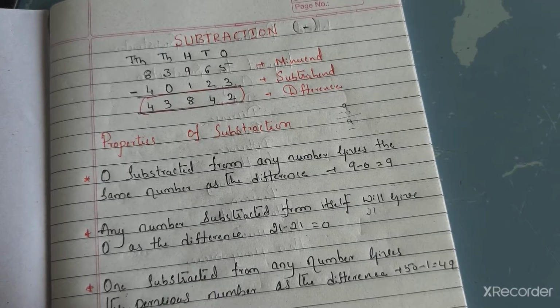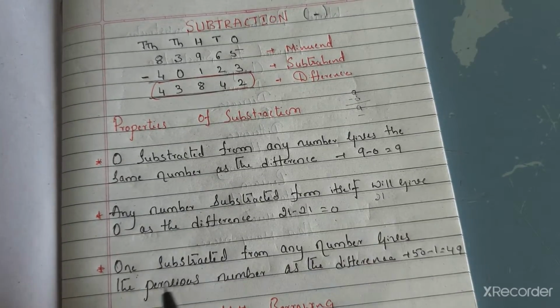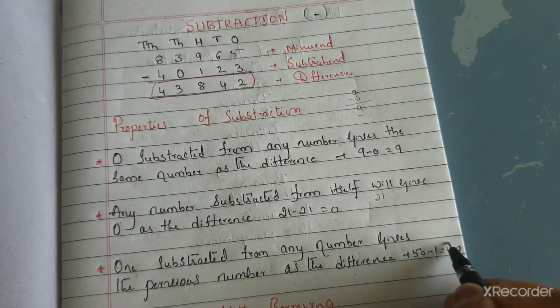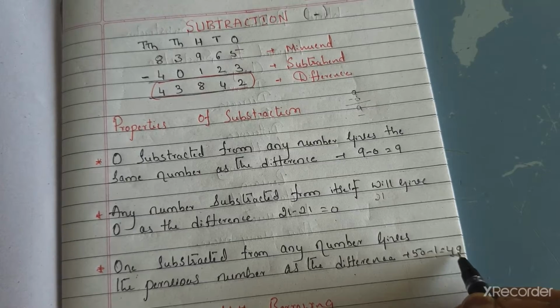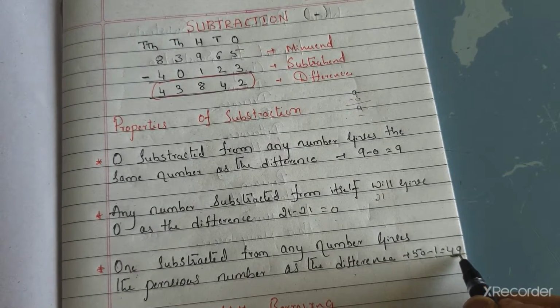Next, 1 subtracted from any number. When 1 is subtracted from any number, it gives the previous number as the difference. When 50 is subtracted by 1, the number will be the previous number, 49. And 49 is also called the predecessor. Predecessor means the previous of the given number is called the predecessor.